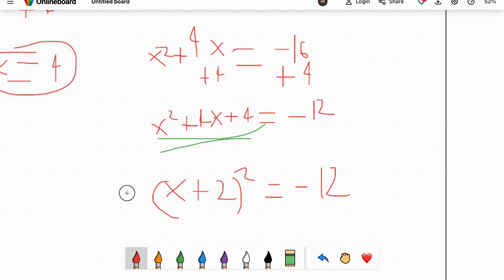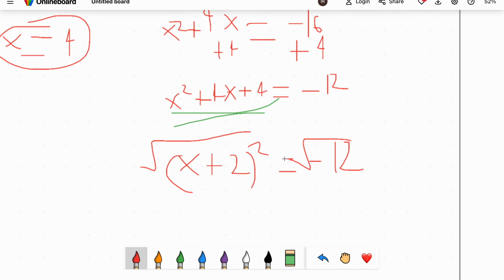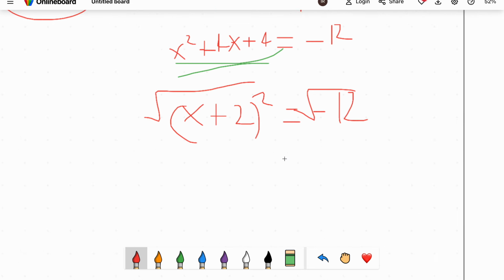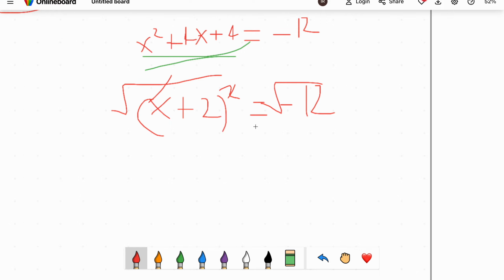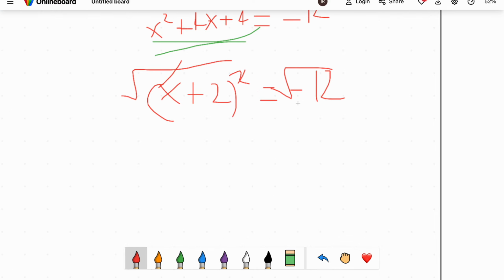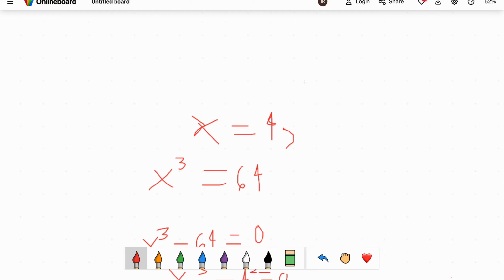Now we can take the square root on both sides, right? So if I take the square root on this side, we have to take the square root of this side too. So now the square and the 2 will cancel each other out, and we're left with the square root of negative 12. And remember in mathematics, the negative should always be outside, but since this is inside the square root symbol, we have this shocking thing.